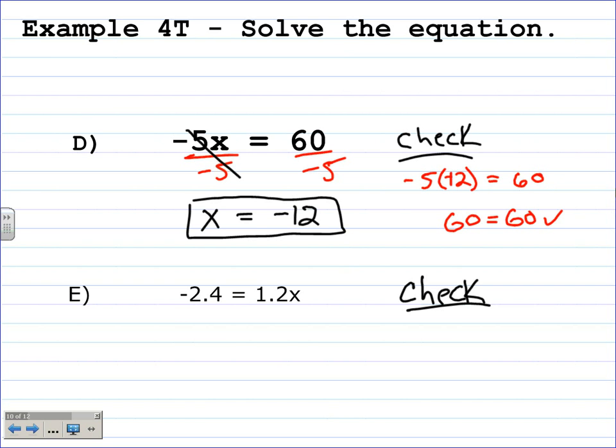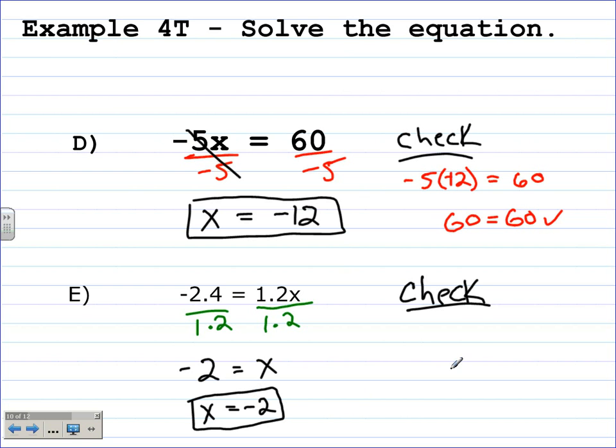And the last example today, -2.4 is equal to 1.2 times x. So we need to divide both sides by x. Or I'm sorry, by 1.2. Doing that division, that gives us -2.4 divided by 1.2, which does give a -2, is equal to x. Now, we need to use a property here, the symmetric property, meaning we can switch sides, saying that x is equal to -2. It's always better to put your variable first in your equation.